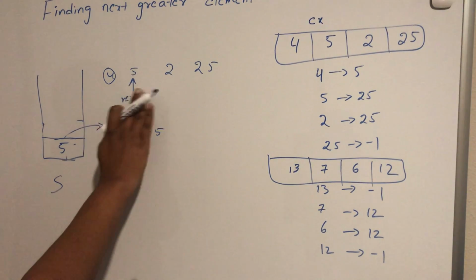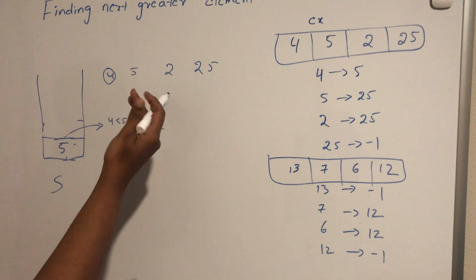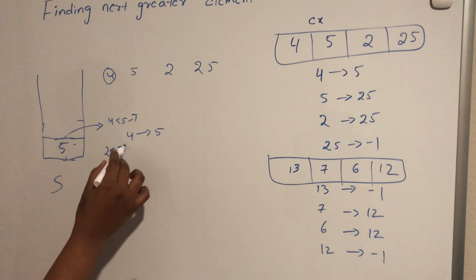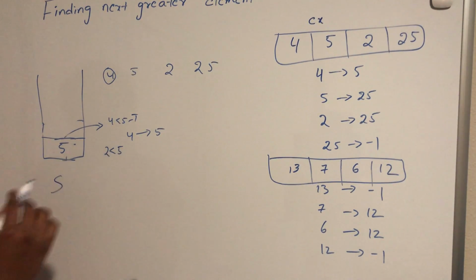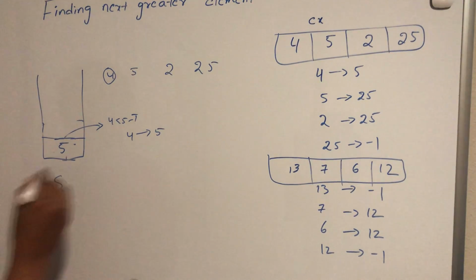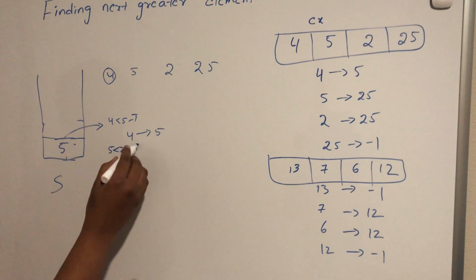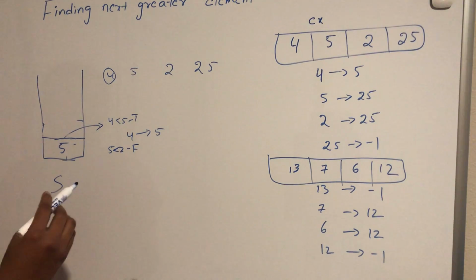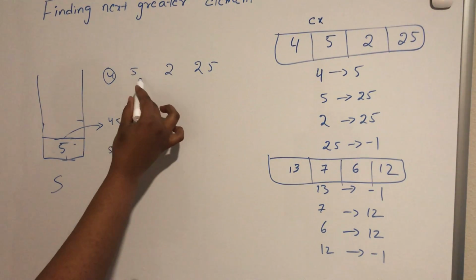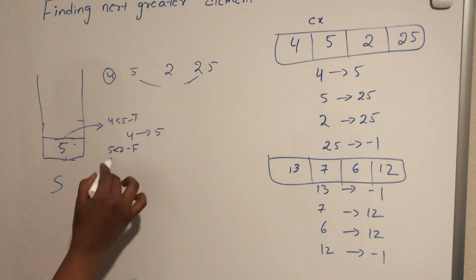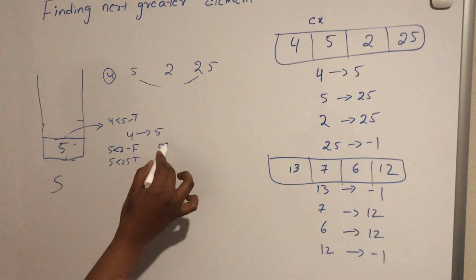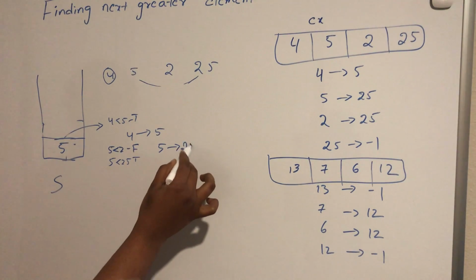The next element after 5 is 2. 5 is less than 2, false. So we move ahead in the loop and compare with 25. 5 is less than 25, true. So the next greater element of 5 is 25.